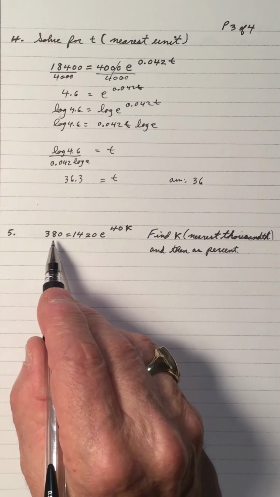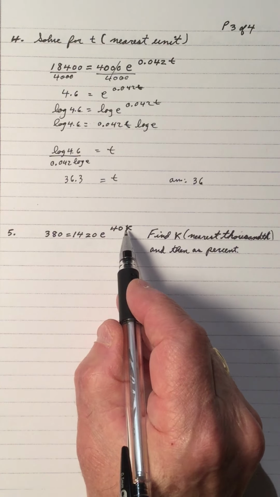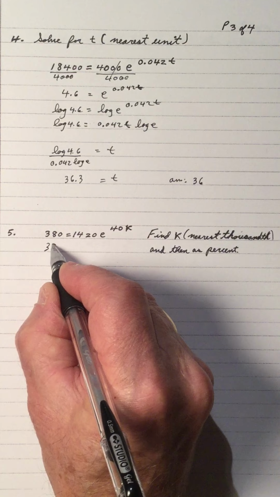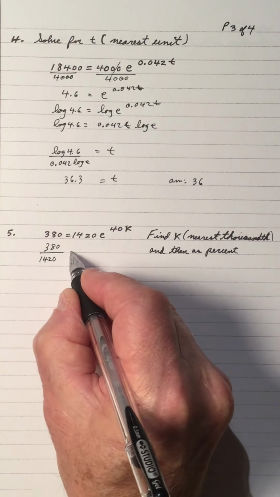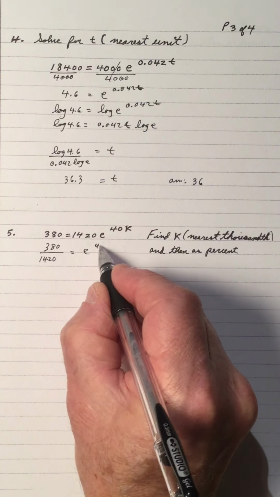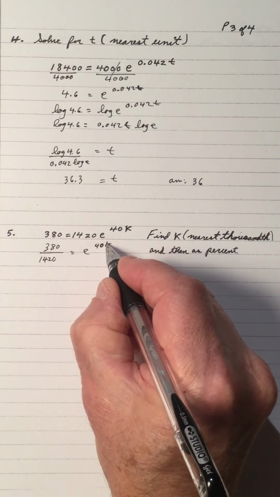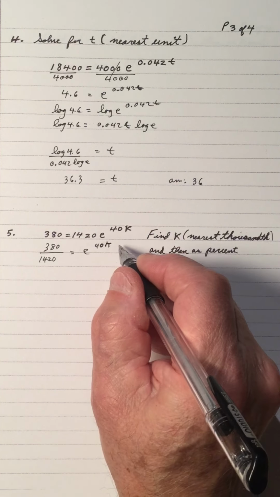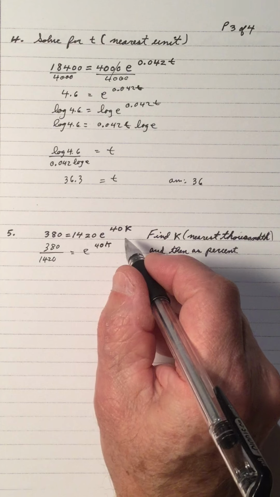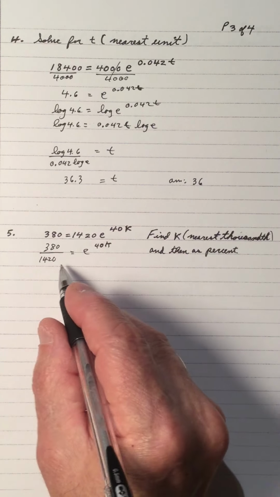Now, number 5, we've got to find the value of k, and we have this equation. Again, k is up in the exponent, so I've got to go 380 divided by 1420 equals e to the 40k. And the k here is in the place of the r. K takes the place of the rate. So, again, check with your teacher.